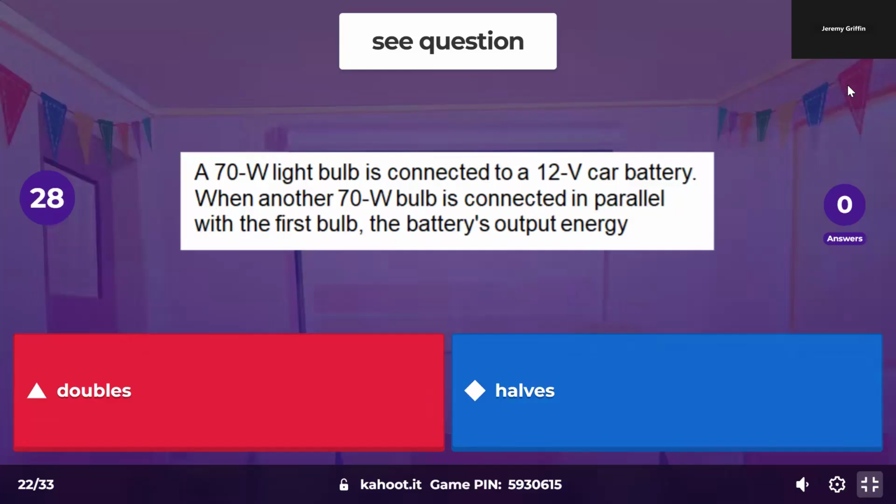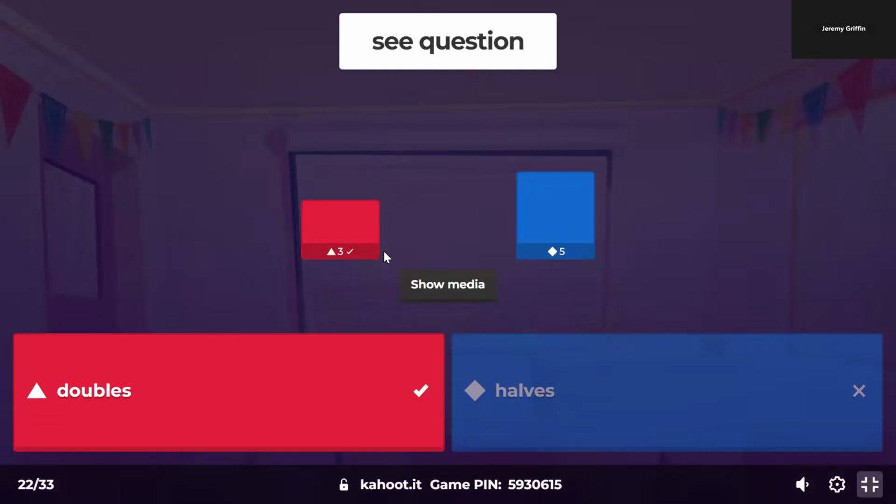A 70-watt bulb is connected to a 12-volt car battery. When another 70-watt bulb is connected in parallel, the battery's output energy... Okay. We have to feed the first bulb and now also the second bulb in parallel, like rungs of a ladder. Rungs of a ladder. Okay, yeah, it'd have to double.